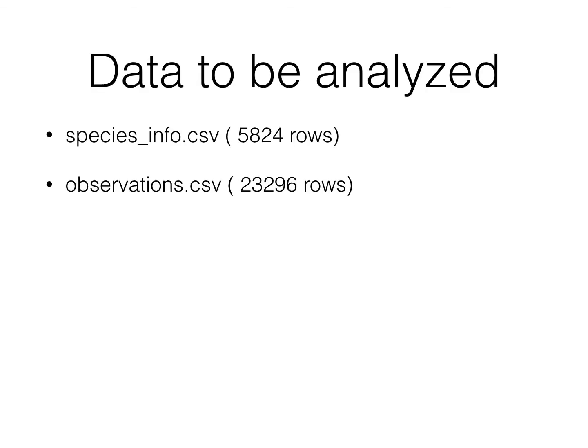We're going to talk about two CSV files to be analyzed. The first one is species_info.csv. It has 5,824 rows. And another one is observations.csv. It has 23,296 rows. So let's take a look into the first CSV file.